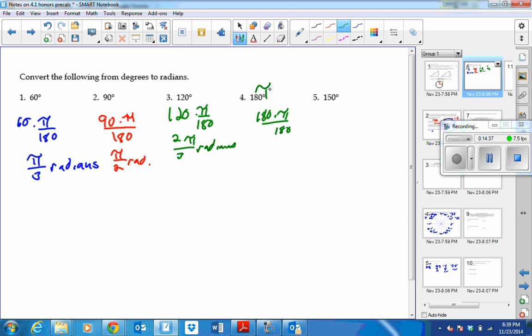So there's our semicircle. And 150 degrees times pi over 180, divide by 30 on top and bottom, and we get that it's 5 pi over 6 radians.